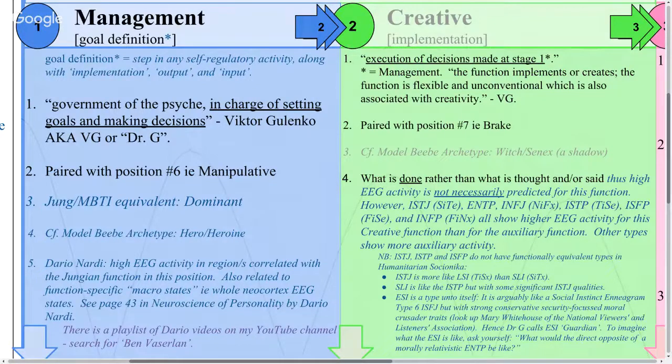So implementation. The value functions are a source of ends. All those in the traditional MBTI stack are sort of ends. This is a means function of achieving that end. So execution of decisions made at stage one, management. The function implements or creates. The function is flexible and unconventional, which is also associated with creativity. This is also paired with a break function. We'll come on to that later.